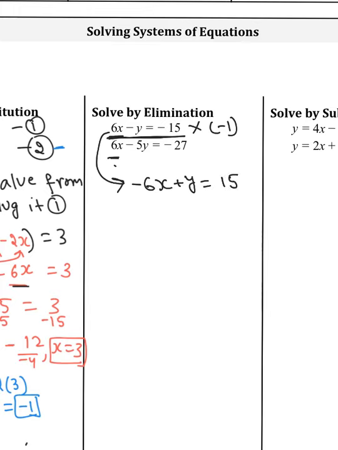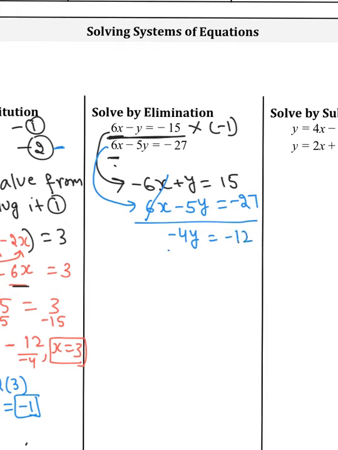The next equation would be as it is, so we are going to write underneath here 6x minus 5y equals negative 27. Now if you add these two equations, you can cancel the negative 6x and 6x. You're going to get negative 5y plus 1y, so negative 5y plus y is negative 4y. And negative 27 plus 15 is negative 12. Divide by negative 4 on each side. We'll cancel the negative 4 and negative 4. Y will be equal to 3.